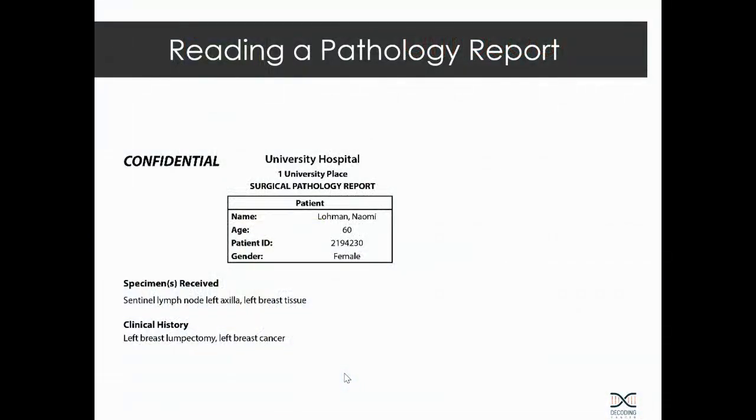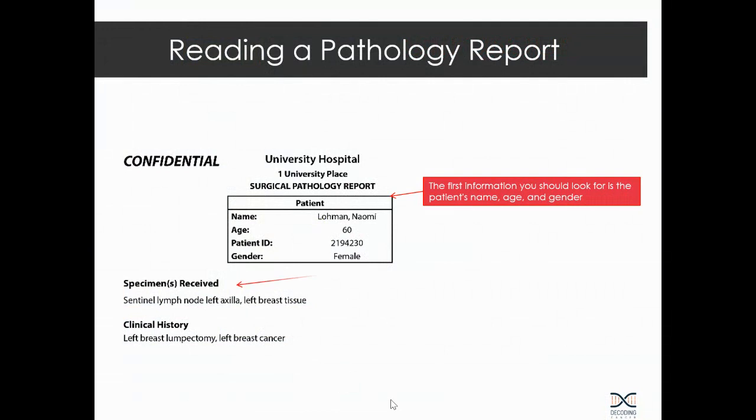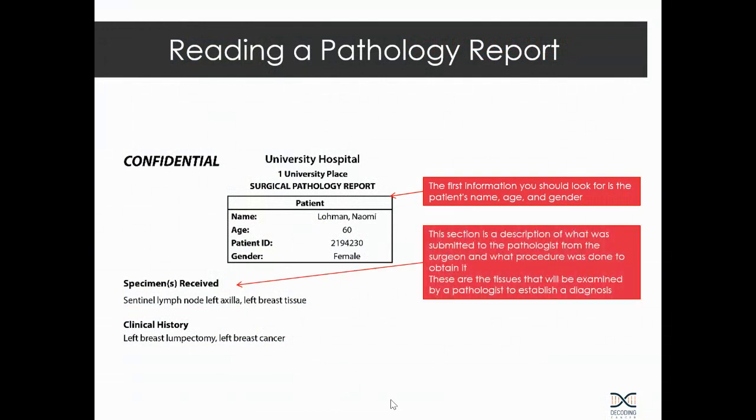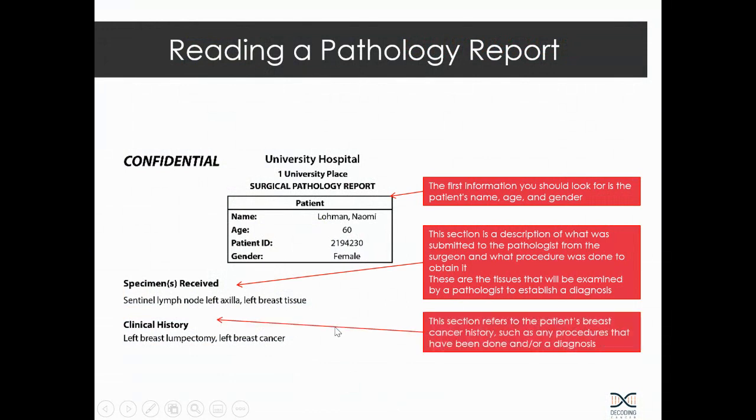After a diagnosis or procedure, you would receive a pathology report. When we look at what's on a pathology report, you have information about the patient over here. What was looked at? What is the specimen received? What was the tissue? And then also the clinical history.